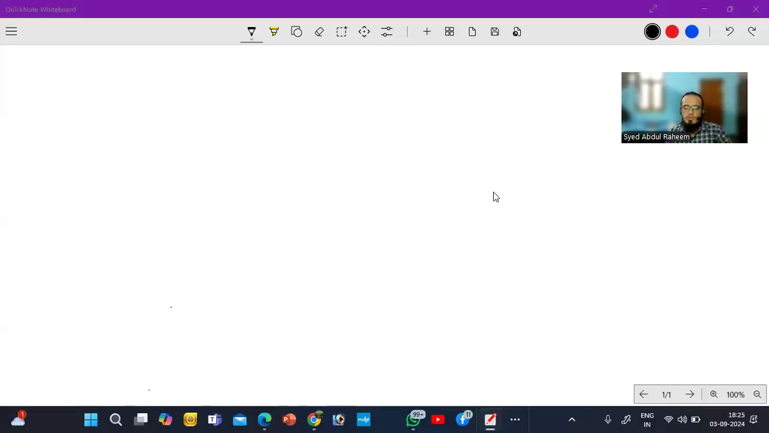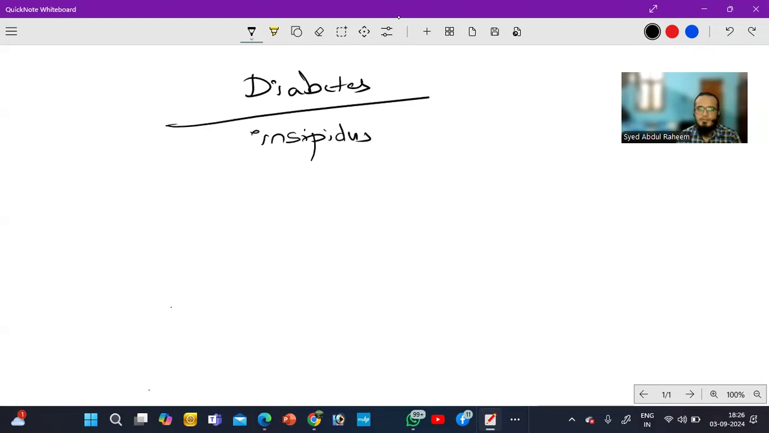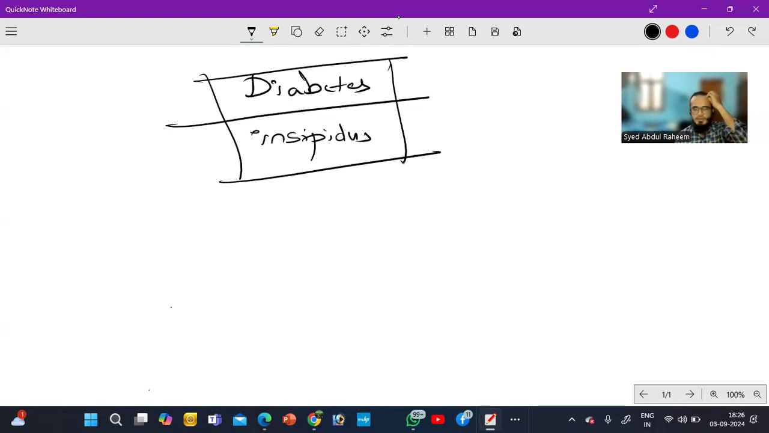So today we are going to talk about an important topic, that is diabetes insipidus, not diabetes mellitus. It is diabetes insipidus. Okay, what is diabetes insipidus, and what are the symptoms and clinical features?